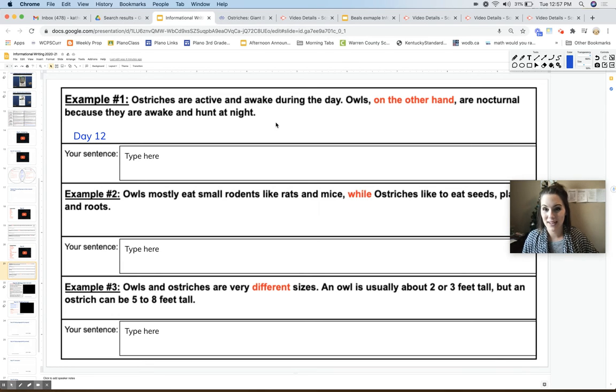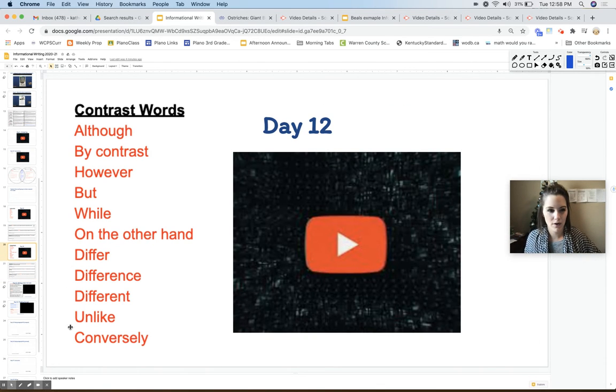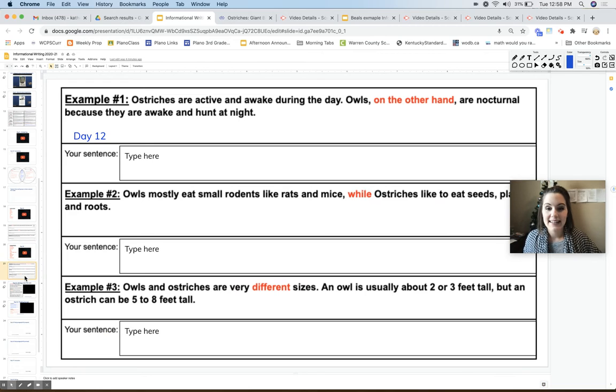You need to show a difference. You could use on the other hand like I did. Make sure you use one of those contrasting words, right? Now, when you're writing a contrast sentence, you have to talk about both animals. If I just wrote ostriches are active and awake during the day, and I stopped, well, I didn't say anything about the owl. You need to talk about both of your animals when you're telling me a contrasting sentence. So go ahead and write a contrasting sentence about your 2 animals.